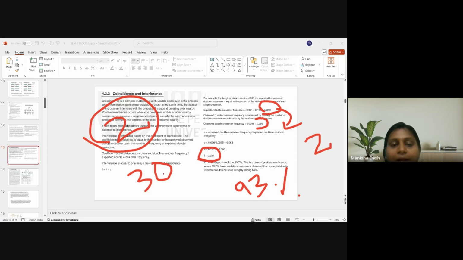The interference will try to limit the possibility of a double crossover. So the less the interference, or the lower the degree of interference, the higher will be the double crossover, or the higher will be the coefficient of coincidence. Or in other terms, you can say the observed number of double crossover value will be close to the expected number of double crossover value.